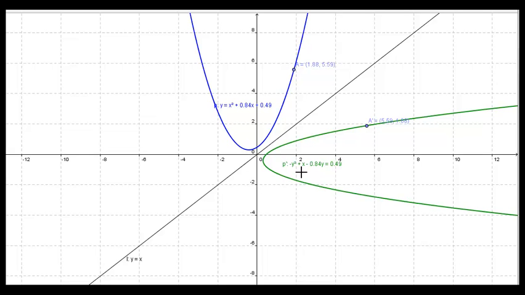So what we've done is establish that when we're looking for an inverse function, we have to swap the x and y coordinates of the original function.